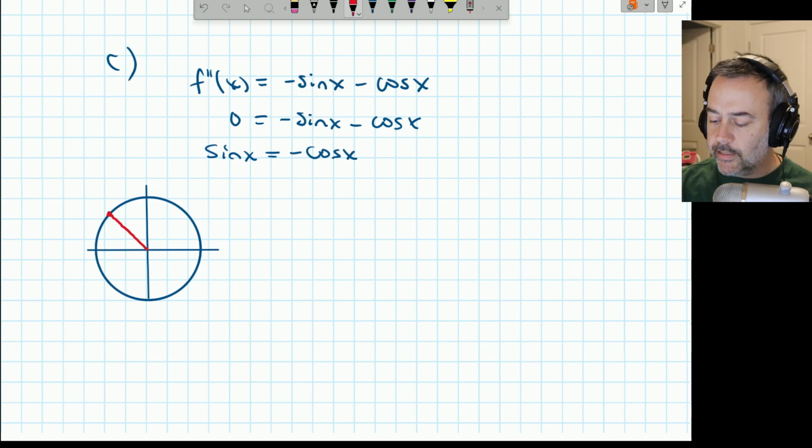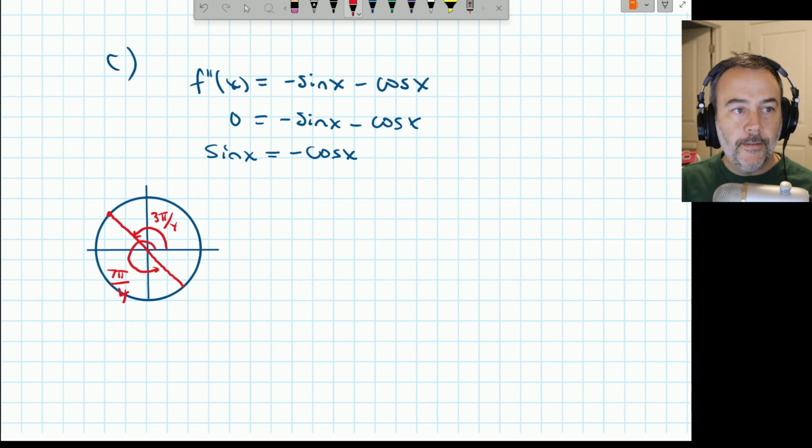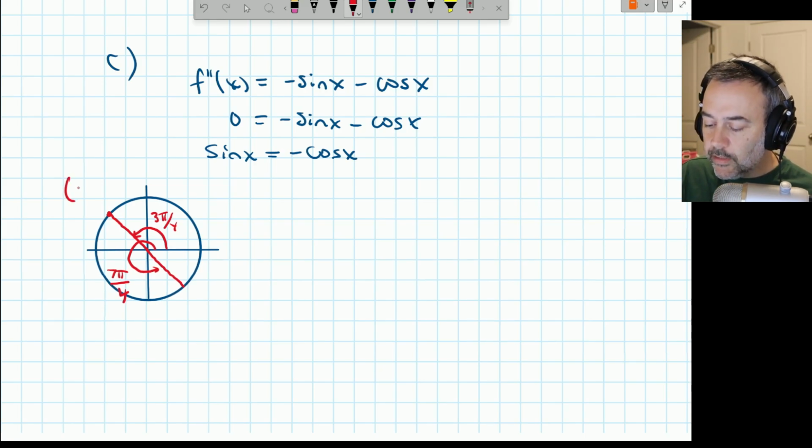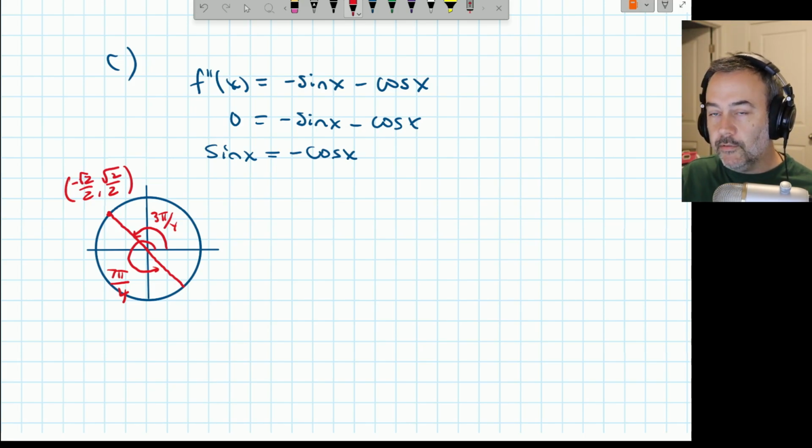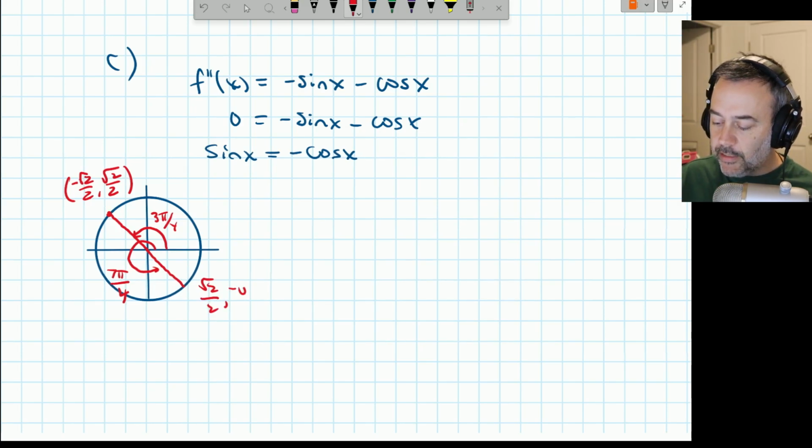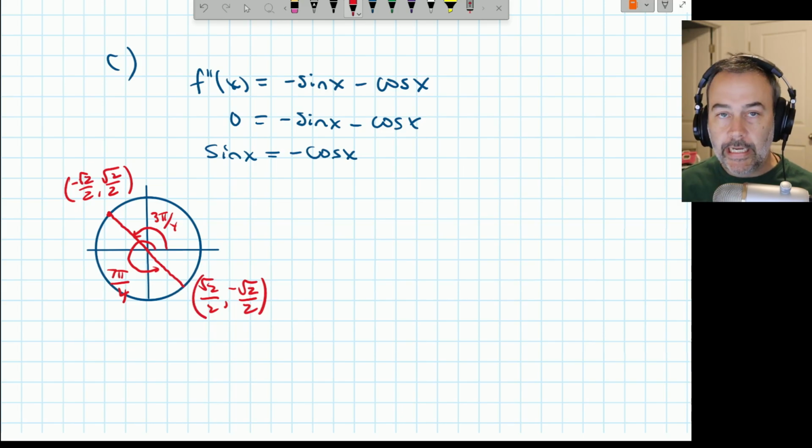When are they opposite signs? Well, that would be at these values: 3 pi over 4 and 7 pi over 4. Because, of course, this is negative root 2 over 2, positive root 2 over 2, so one equals the negative of the other. And over here, it'd be root 2 over 2, comma, negative root 2 over 2. So they are the negative of each other, so they would satisfy this equation.